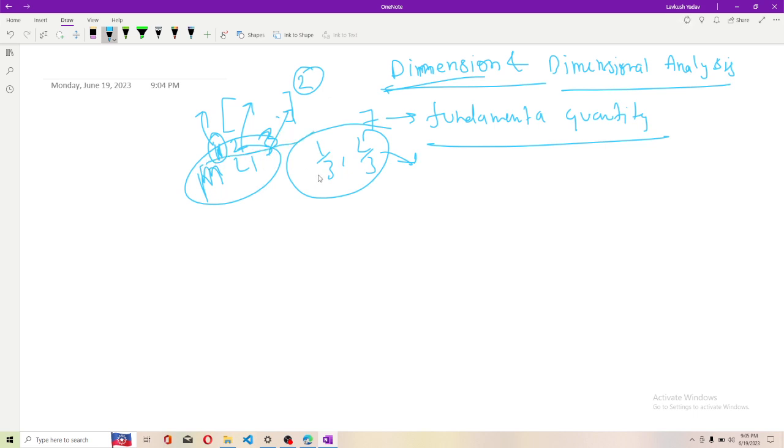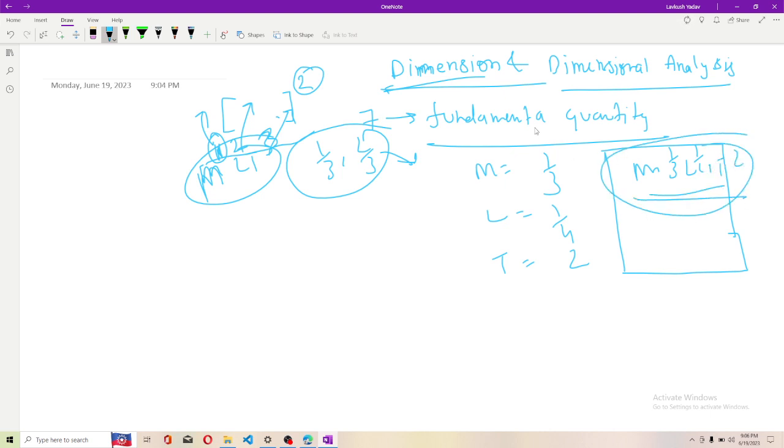Suppose someone said that the dimensions of mass is 1 by 3, dimensions of length is 1 by 4, dimensions of time is 2. Then find its dimensional formula. Then you just need to write it this way, and it would be its dimensional formula. So dimensional formula is different than dimensions. Dimensions are just these powers. When we combine these powers with the physical or fundamental quantity, then that becomes the dimensional formula.